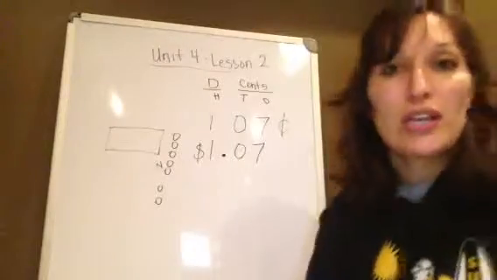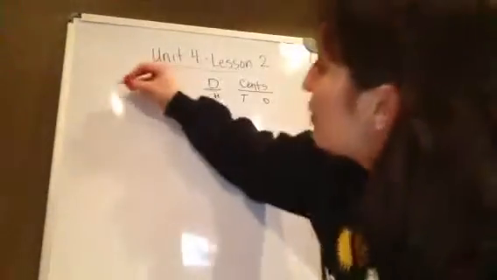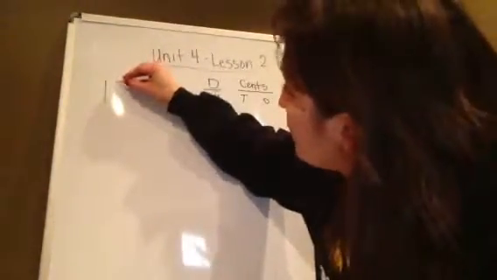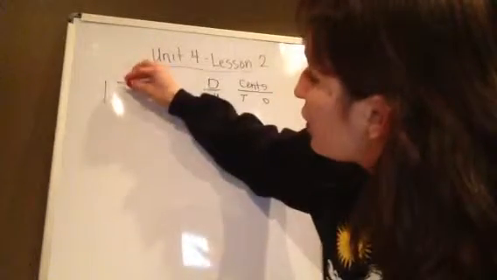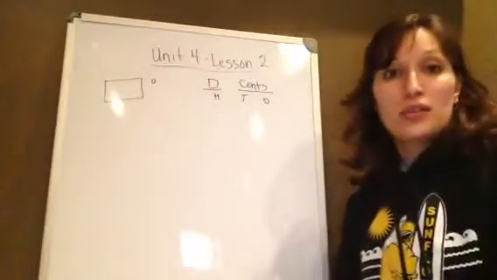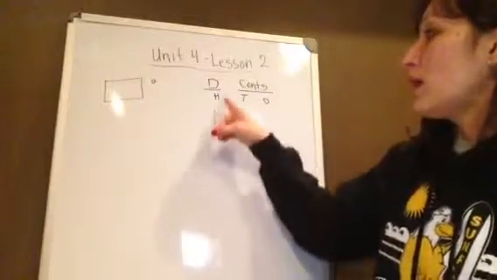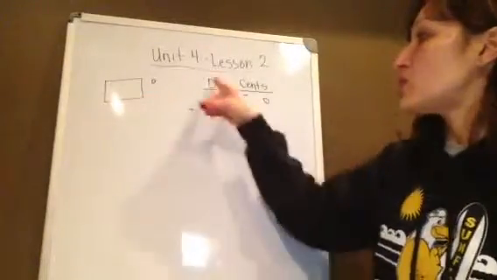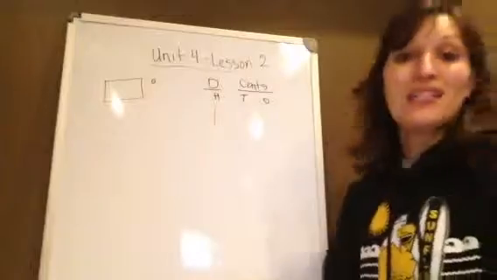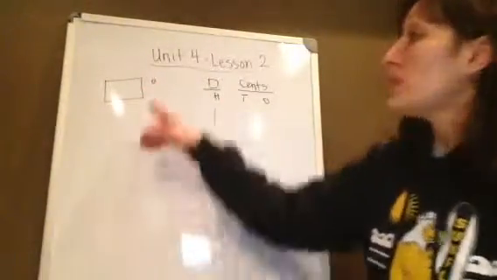Okay, let's look at another one. The next number is going to be $1.01. Okay, $1 is equal to 100, and we only have 1 cent. Okay, this is our bill, and this is our change. We only have one little tiny penny. I'm going to put a P in him so we know he's a penny.